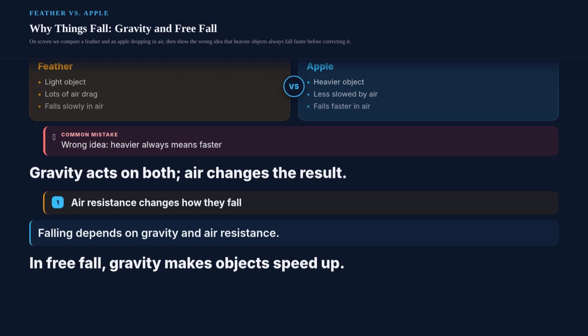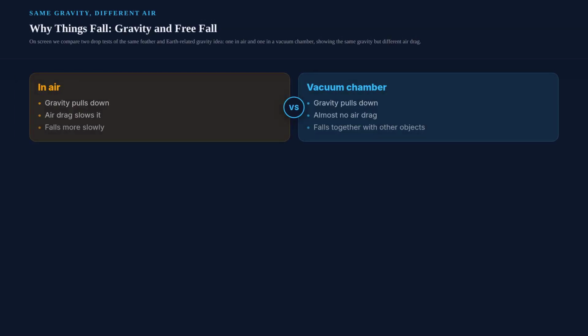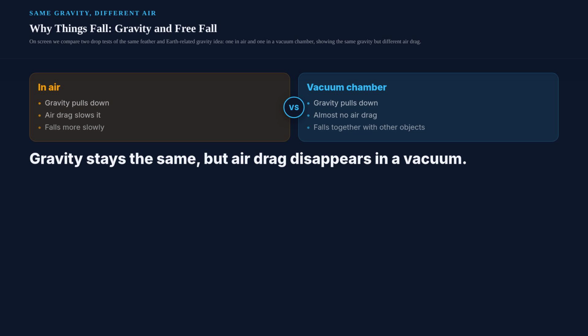When we ignore air, gravity makes objects speed up as they fall. That is why free fall is such a useful idea for scientists. Air changes the race. Here we compare the same feather in two places, in air and in a vacuum chamber. The big idea is that gravity is still pulling in both places, but air drag only shows up in the air test. So the feather is not losing gravity in the vacuum. It is just losing the air that pushes against it.